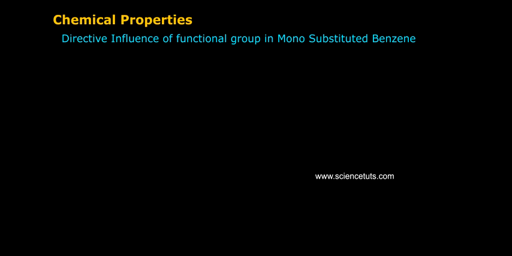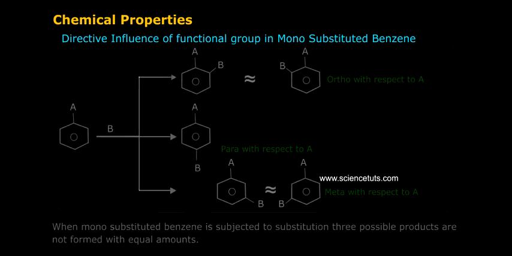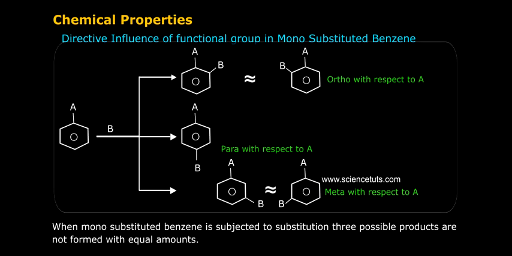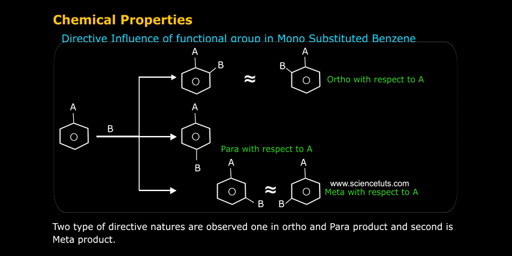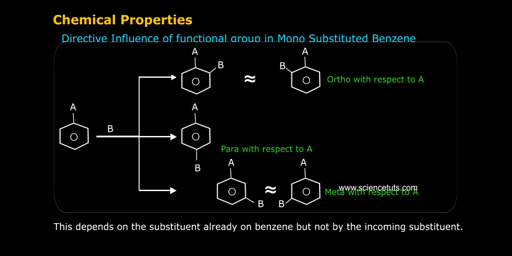Directive influence of functional group in monosubstituted benzene. When monosubstituted benzene is subjected to substitution, the three possible products are not formed in equal amounts. Two types of directive nature are observed: one gives ortho and para products, and the second gives the meta product. This depends on the substituent already on the benzene, not on the incoming substituent.